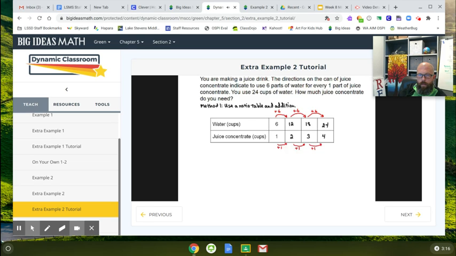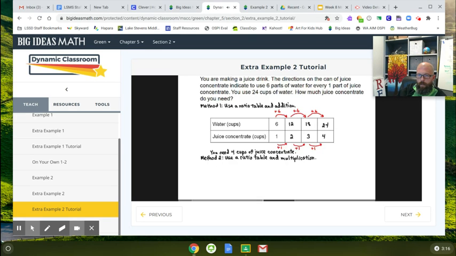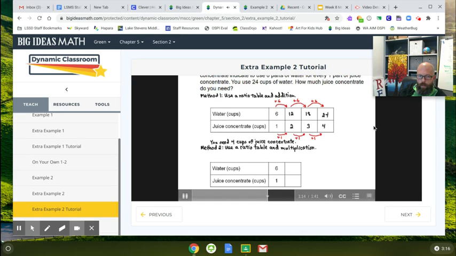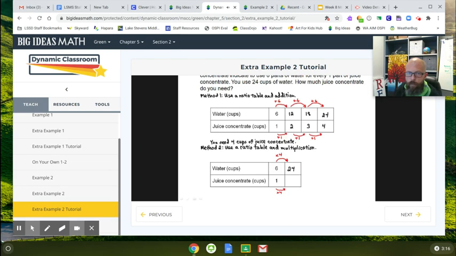Another method you can use is a ratio table and multiplication. You multiplied the water in the recipe by 4, because 24 divided by 6 is equal to 4. So you need to multiply the amount of juice concentrate by 4. Multiply each part of the ratio in the original recipe by 4. 6 times 4 is equal to 24. 1 times 4 is equal to 4. Again, the ratio 24-to-4 is equivalent to 6-to-1, and you arrive at the same conclusion that you need 4 cups of juice concentrate.